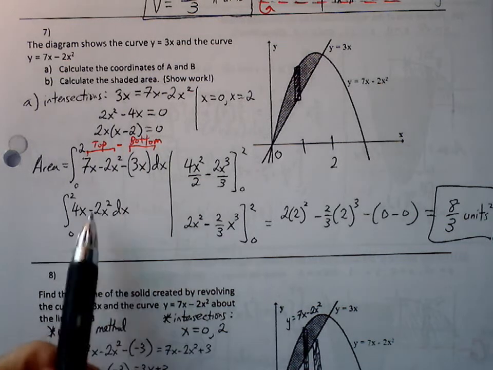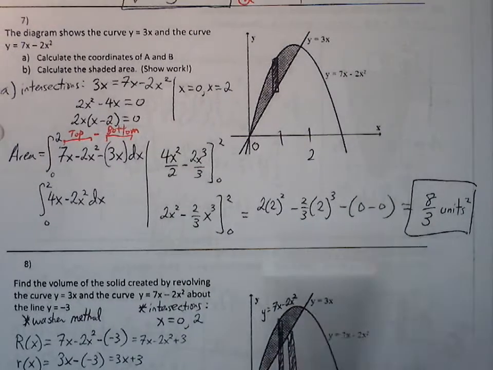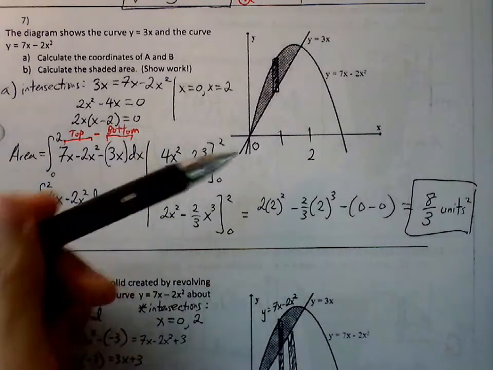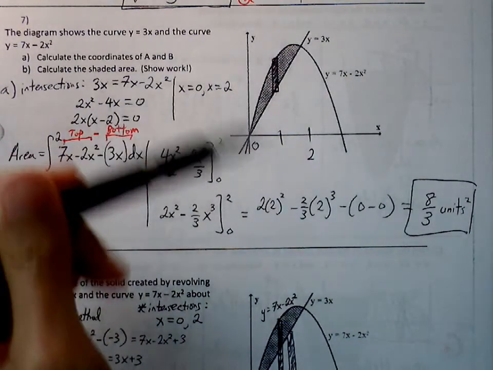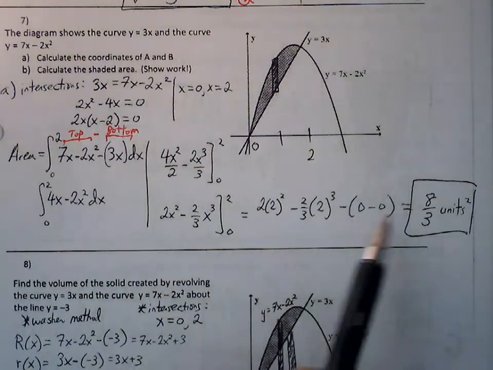Go through power rule or use your calculator. Reduce it all the way down to 8/3. Again, no pi involved here since there's no rotation going on. There's no circles involved here. We're just adding up infinite numbers of rectangles. So that's all we need here.